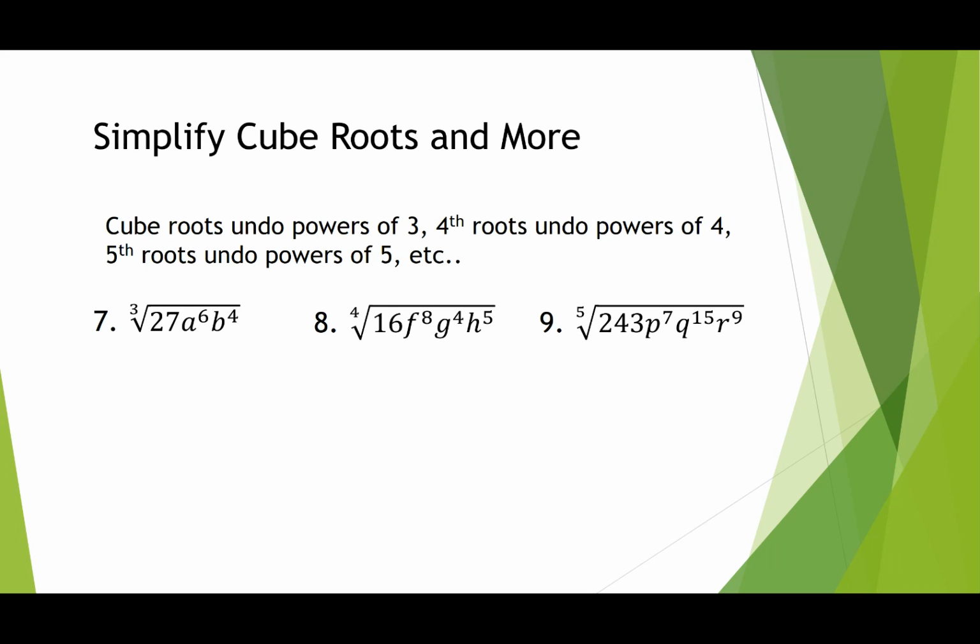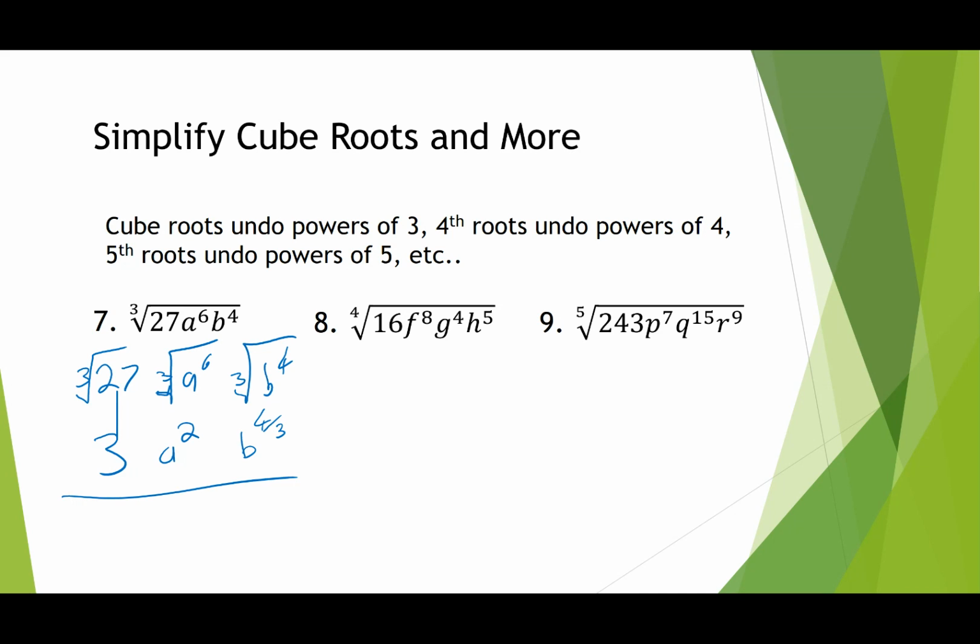All right. And last but not least, we got a handful here, but it's the same thing like we did when we did square roots. So break them all up. Cube root of 27, cube root of a to the 6th, and cube root of b to the 4th. So the cube root of 27 is 3. Cube root of a to the 6th is a to the second. And then that doesn't really simplify, but we convert it to b to the 4 over 3. So there's your answer for that one.